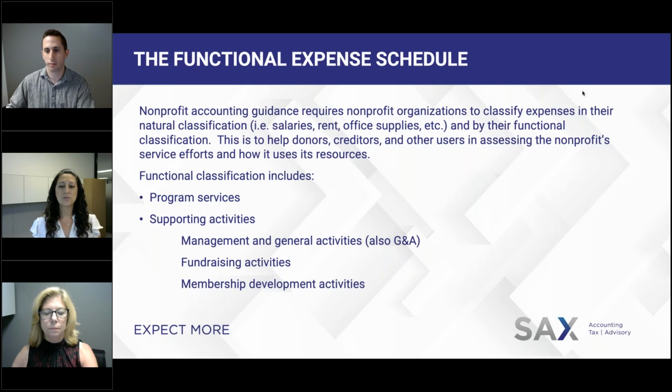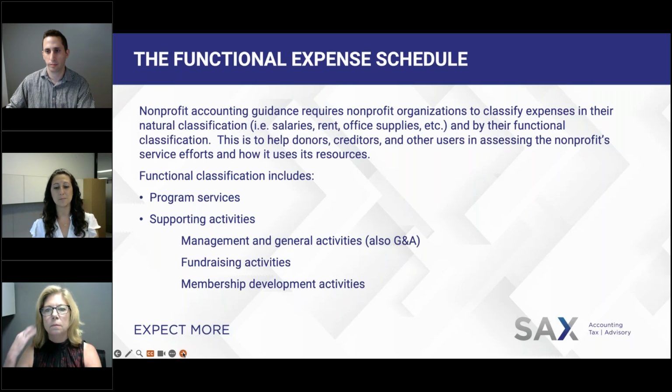So program services is going to be your direct program costs. So they are directly related to your mission and directly tied to those programs. Of course, we all know that you can't directly deliver your programs without the supporting services. So I like to call them the supporting activities, not just the G&A, right? Because they support those programs. So these are really your three categories here of supporting activities for a nonprofit organization.